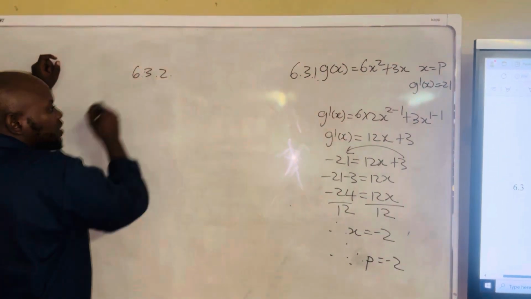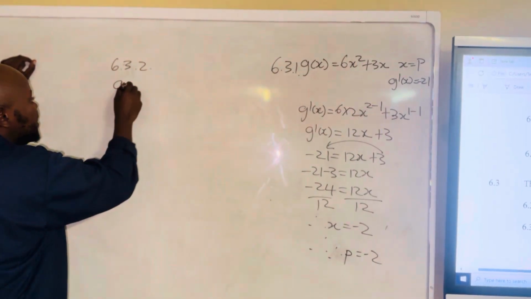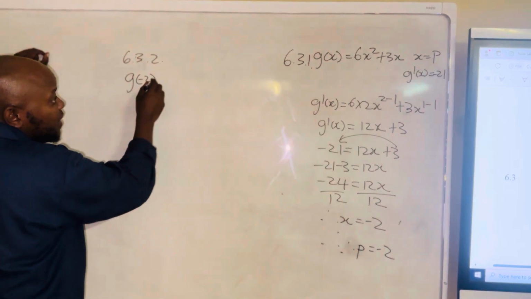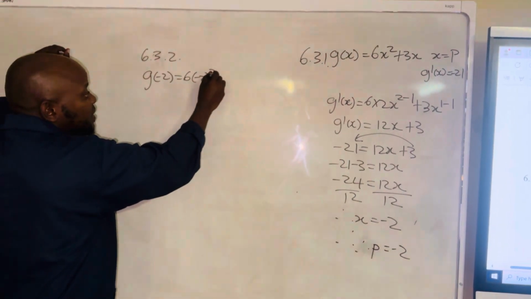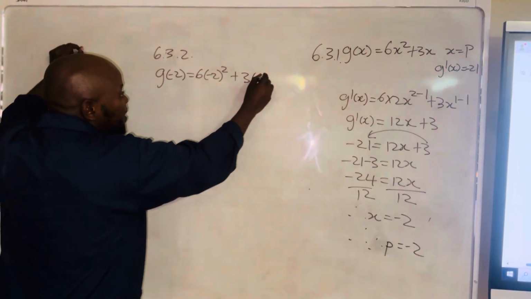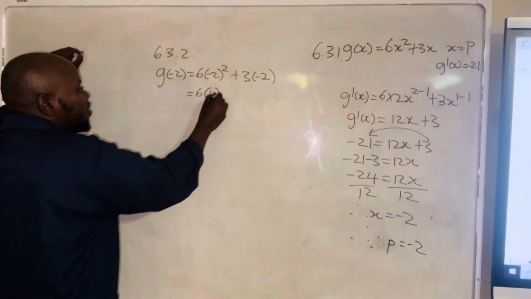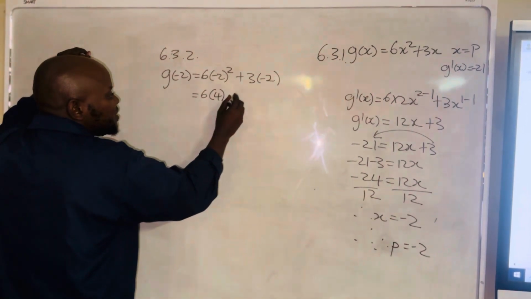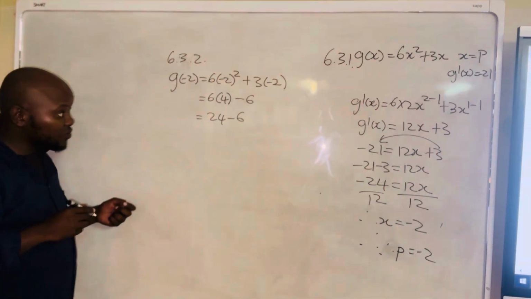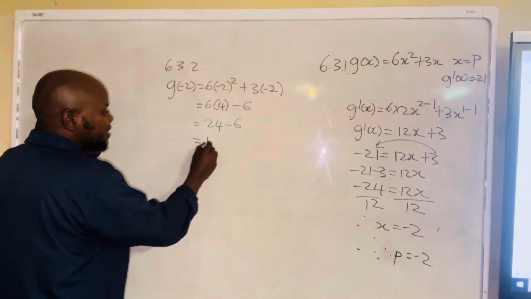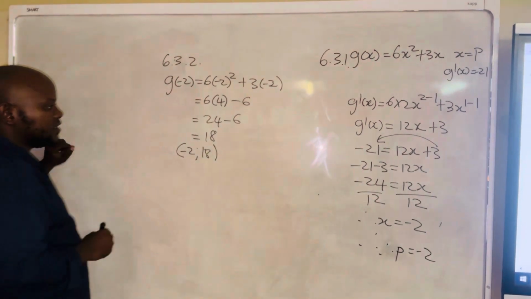6.3.2, what are we going to do now? We're going to determine the coordinate. g of negative 2 is equal to 6 into negative 2 all squared plus 3 into negative 2, which is 6 multiplied by 4 minus 6, which is 24 minus 6, which is 18. Therefore, the coordinate will be negative 2 and 18.